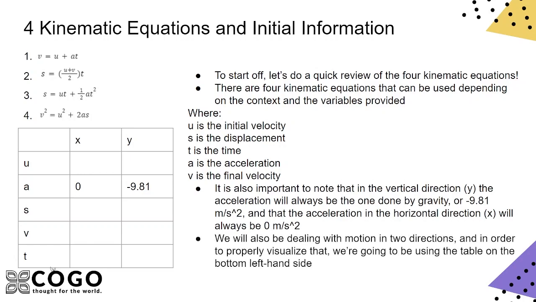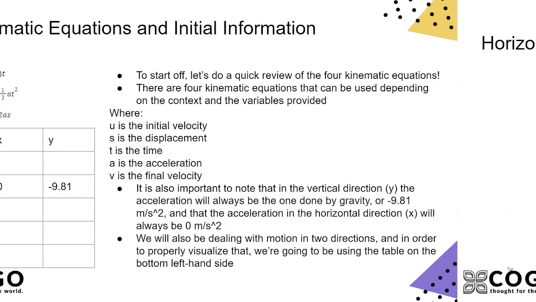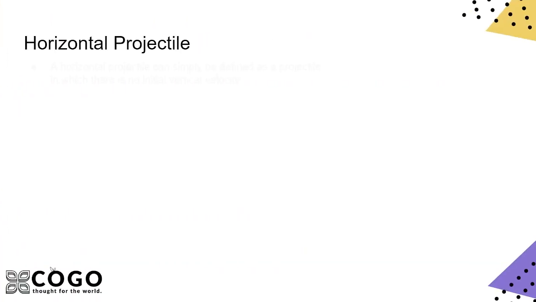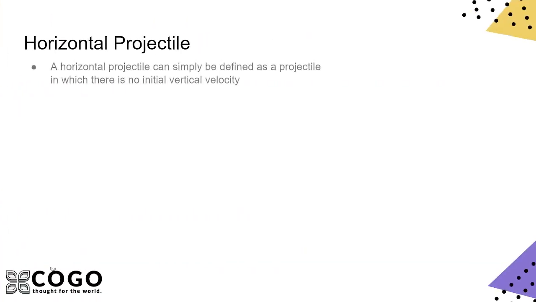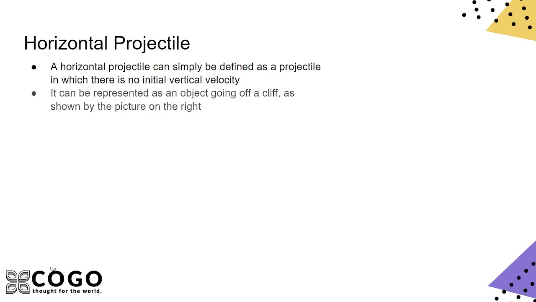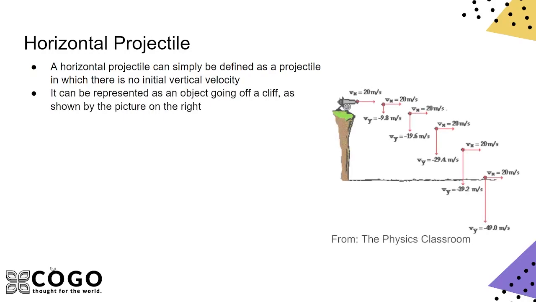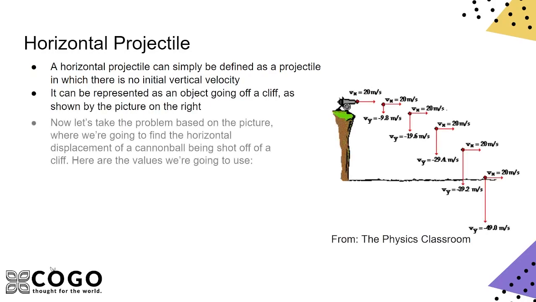We will also be dealing with motion in two directions, and in order to properly visualize that, we're going to be using the table on the bottom left-hand side. A horizontal projectile can simply be defined as a projectile in which there is no initial vertical velocity. It can be represented as an object going off a cliff, as shown by the picture on the right.